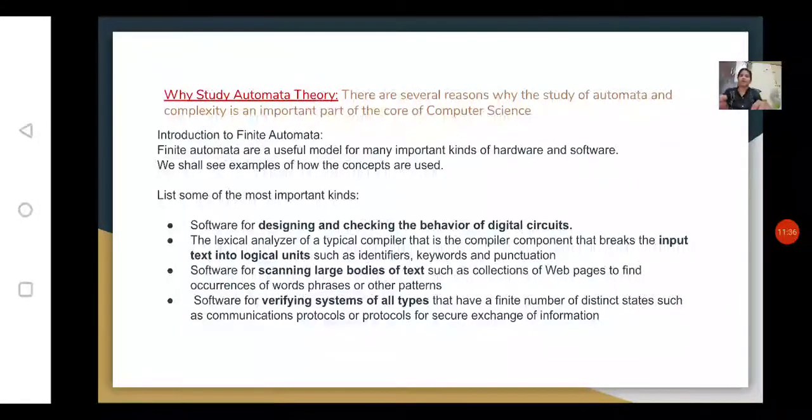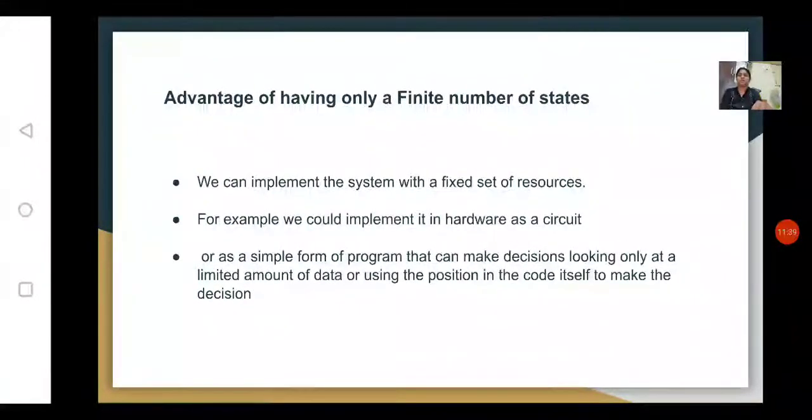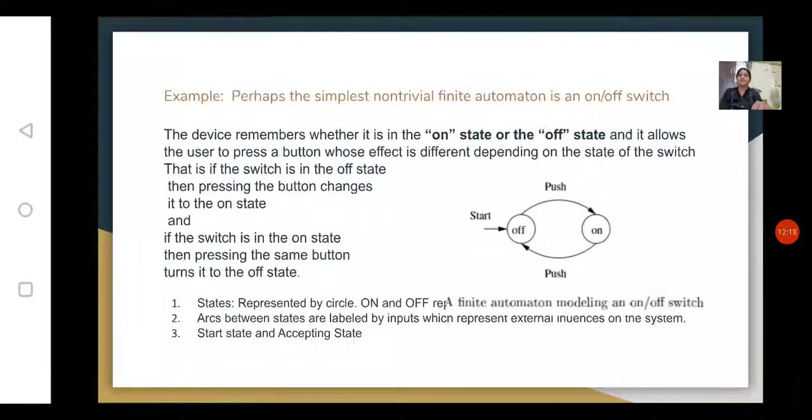Then, the advantage of having a finite number of states. A finite number of states means a fixed set of resources. For example, we could implement it in the hardware of a circuit or a simple form of program that can make decisions. A finite number of states means a limited amount of data, using the position in the code itself to make the decision. So a fixed position and a fixed set of resources will be there. That's why it is called a finite number of states. Now let's see an example.